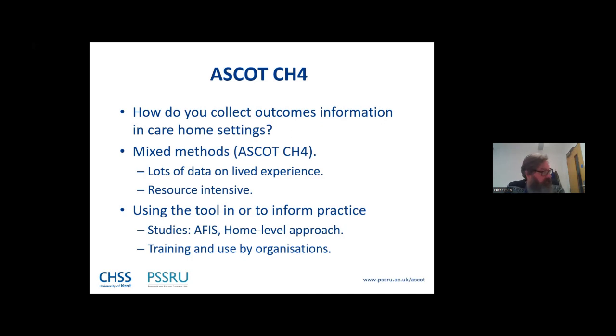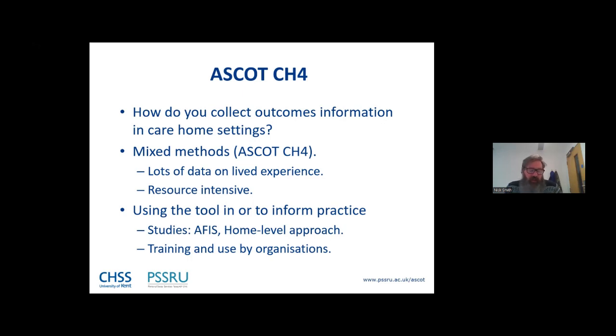As I said, this approach is incredibly resource intensive. It can take a day and a half to collect data on five people. But going back to all this very rich data that you collect, very early on we started thinking about how this tool can be used to inform practice. A lot of the work that Anne-Marie did for SSCR, starting about 10 years ago and which I was involved in, was looking at how this very rich data, or this approach to collecting information, can be used to inform or support practice.